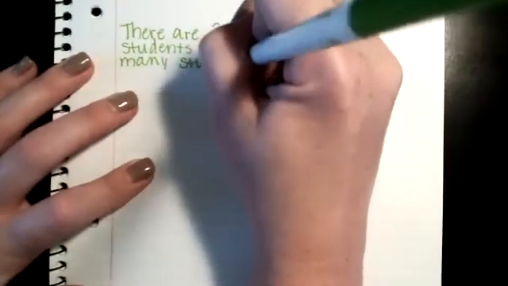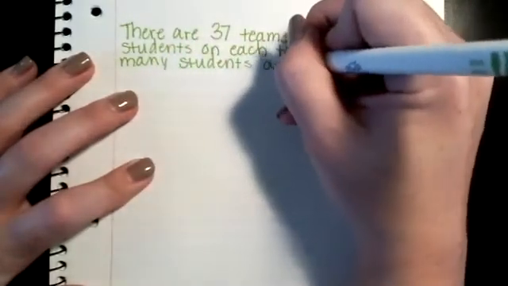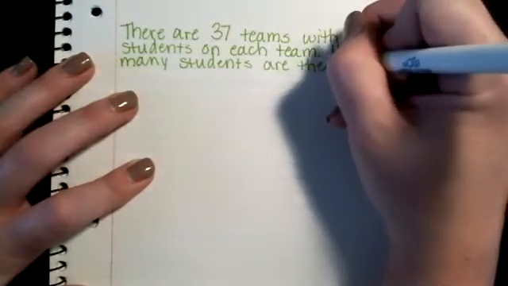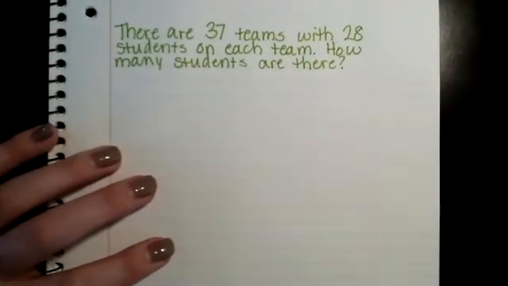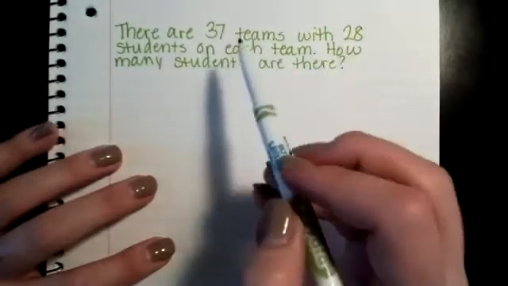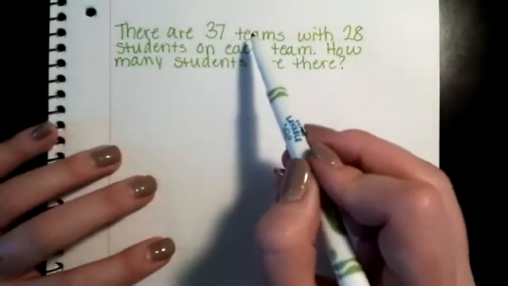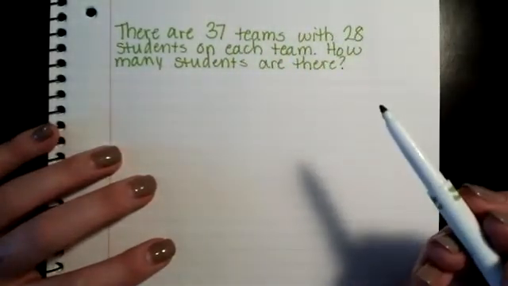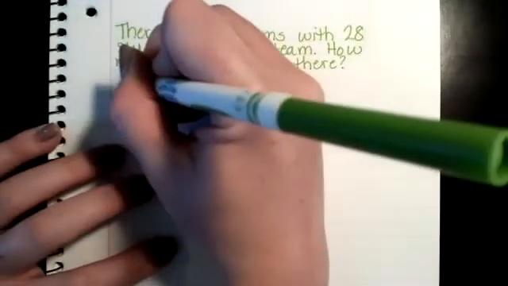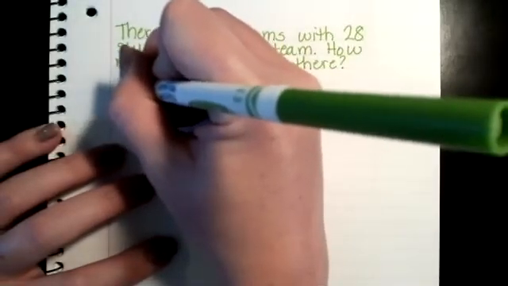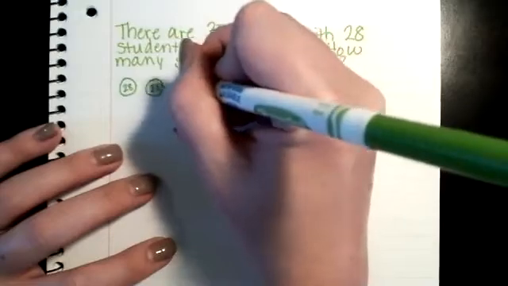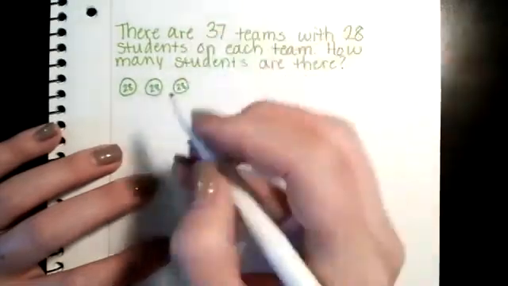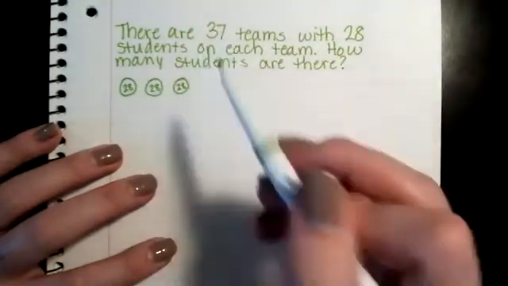How many students are there? Okay, so basically they are asking how many total students there are if there are 37 groups and each group has 28 in it. So there's a group of 28, a group of 28, a group of 28, and on 37 times.